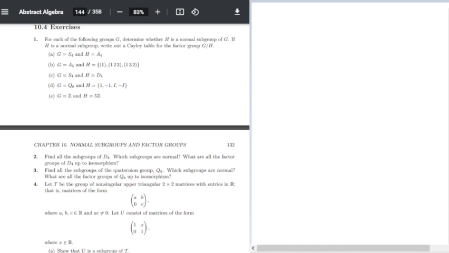Okay. G equals A5 and H equals the subgroup generated by 1, 1, 2, 3, 1, 3, 2. Oh, God. Oh, that's horrible. Well, let's see. This is kind of nasty.